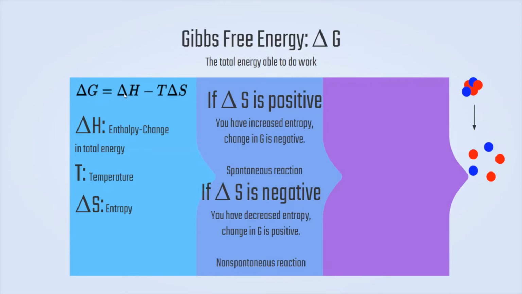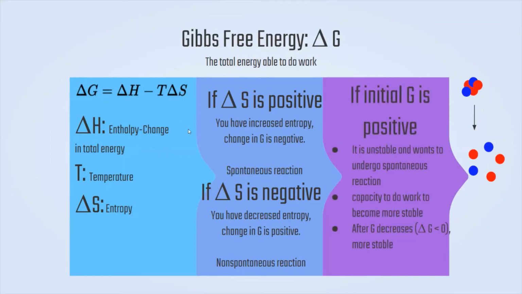On the other hand, if your change in S is negative, you have decreased entropy. So the change in G will be positive since you're subtracting a negative number. And as a result, this will be non-spontaneous and will not happen normally without the input of energy. And under conditions where your initial Gibbs free energy is high, the system is going to be very unstable and wants to undergo a spontaneous reaction. So if you just look at these clumped up molecules, they're going to be pretty unstable, and as a result, they want to do work in order to become more stable. And what they will do is disperse. And as a result, the G will decrease, and the Gibbs free energy change will be negative. And these molecules are all going to be more stable than they were before.